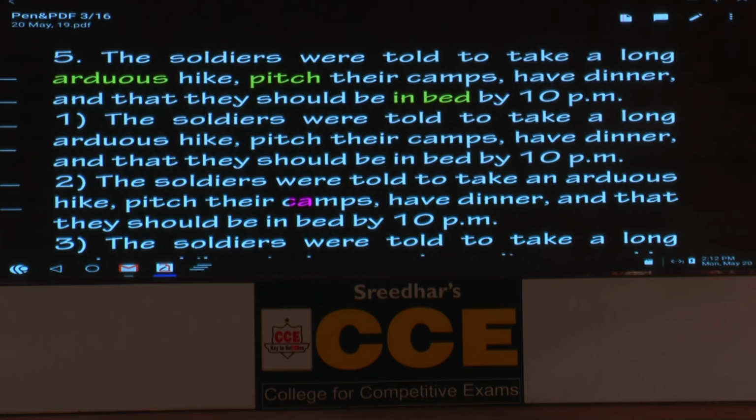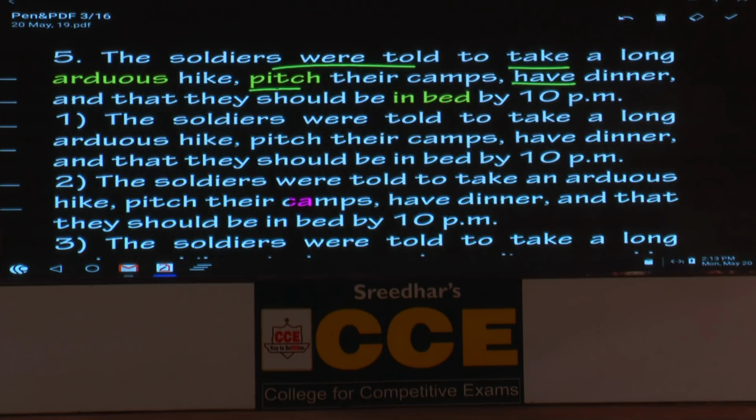What is the last one? This is based on parallel expression. Please make a note. Question number 5 is based on parallel expression or parallelism. The soldiers were told, please underline were told. Is it active voice or passive voice? Make a note, passive voice. Were told to do what? First you underline the verb to take a long, arduous hike. I'll show the meanings later. Pitch, underline the word pitch. Now take, which part of speech is it? Take a walk. Verb, please write verb. Pitch, verb. Have dinner. Have is what?